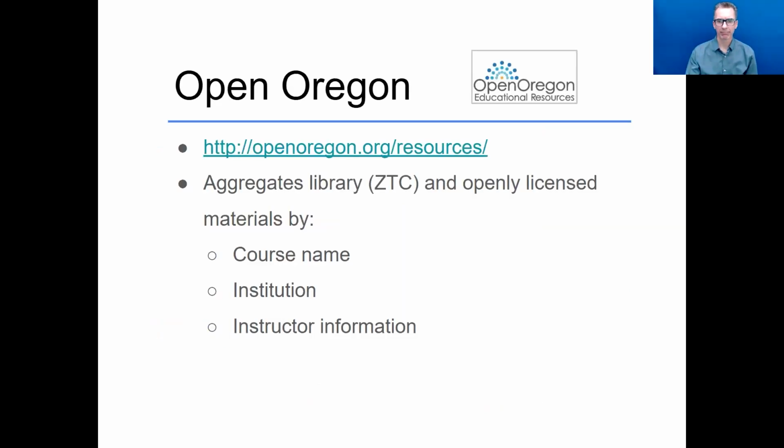Okay, Open Oregon is a smaller collection. It's focused in Oregon, but I know that quite a few faculty across the California Community College system have adapted some of these resources to be more specific to California. And you can limit by institution and titles that include ancillaries.